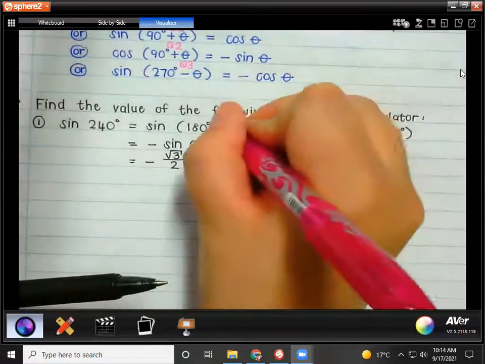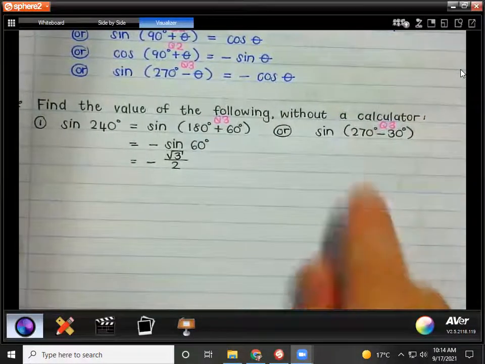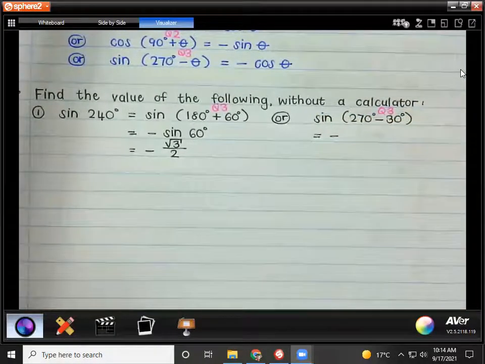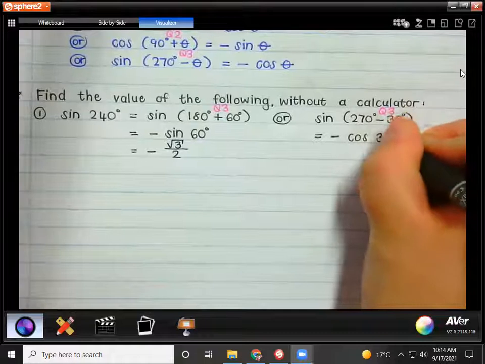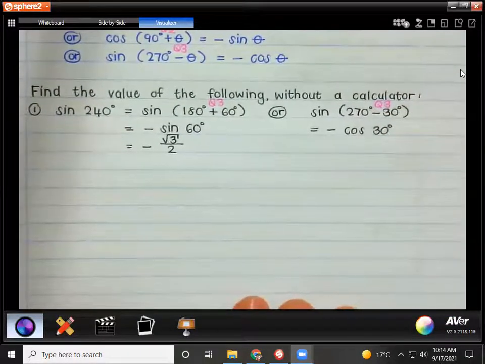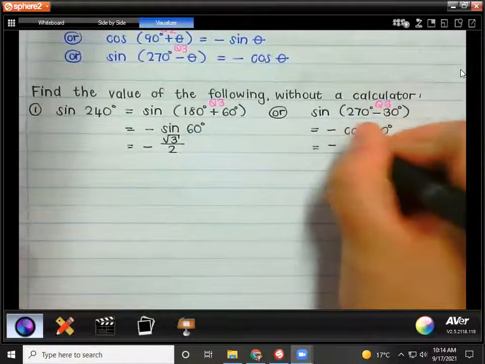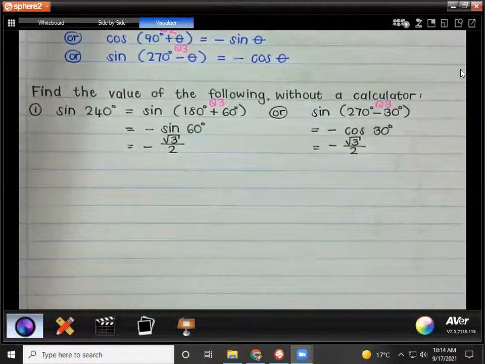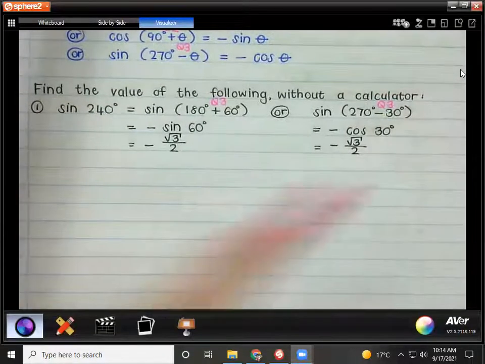Sorry, we actually didn't write Q3 here. Let me just add that. It's the same angle, guys. It's still in the third quadrant. What is sine in the third quadrant? Negative. So I'm going to change it to negative, but now because it's 270, I have to change sine to cos. So negative cos 30. And cos 30 is the same value as sine 60, so this is going to give me the same answer. If you left that sine as a sine, you would now get negative sine 30, which is negative a half, which is not the correct answer.